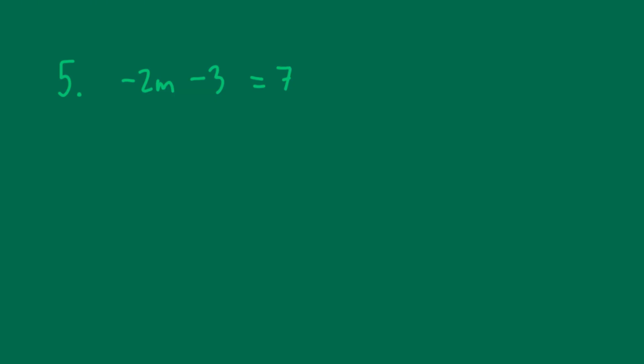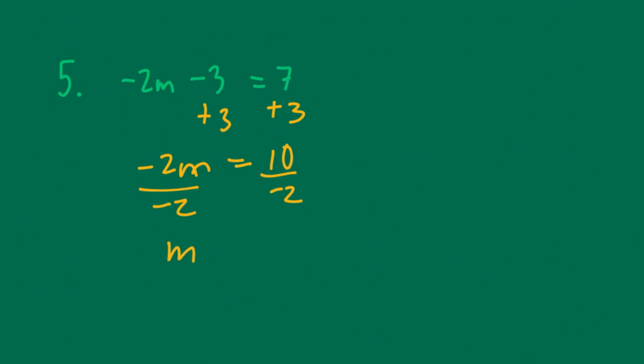Okay, last and final problem. Negative 2m minus 3 is equal to 7. So let's add 3 to both sides. Negative 2m is equal to 7 plus 3, which is 10, divided by negative 2. And then m, these cancel out. And since it is negative, m is equal to negative 5.